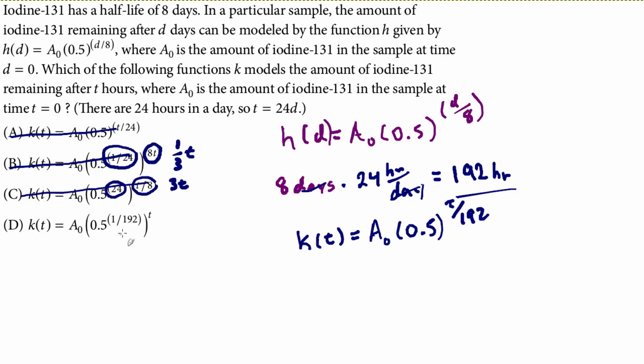But here, power over power, 0.5 to the 1 over 192 to the t power is 0.5 to the t over 192. That is what we need for our half-life in terms of hours, so our answer is D.